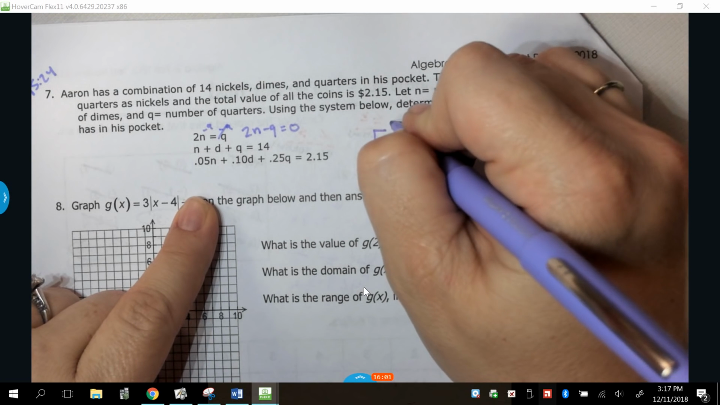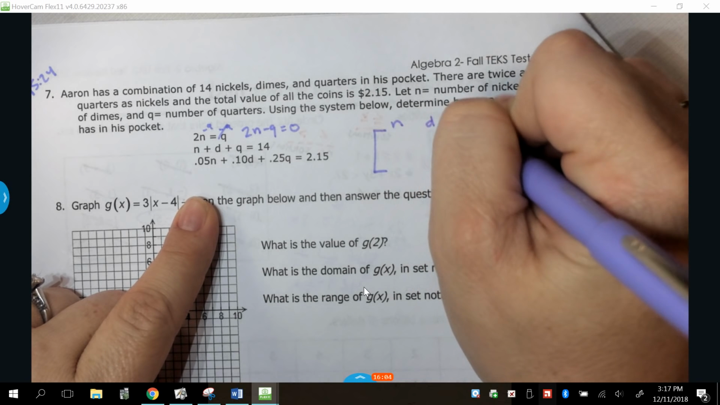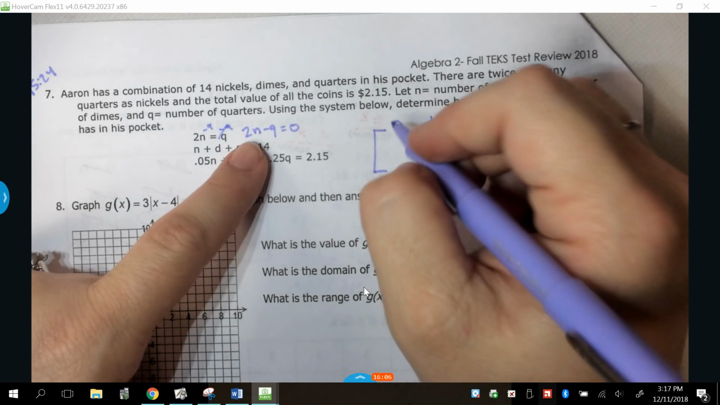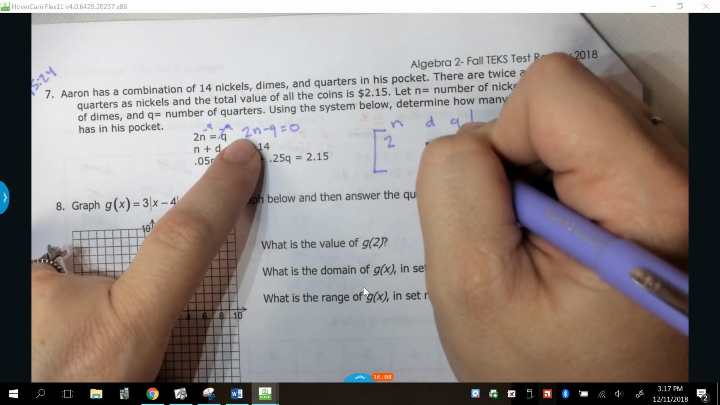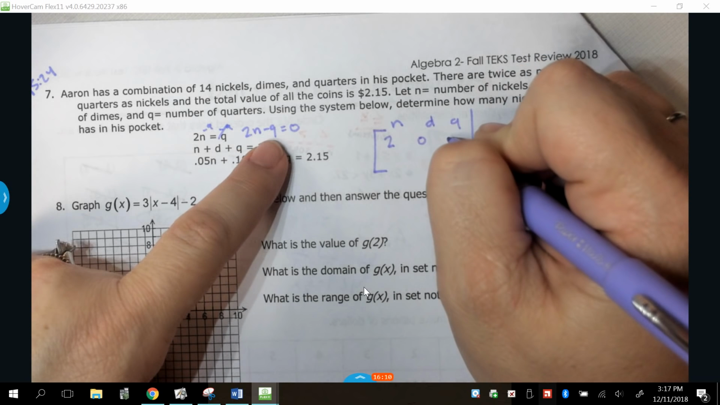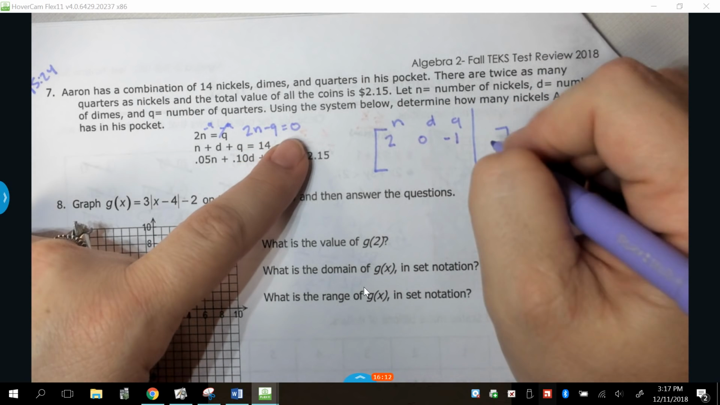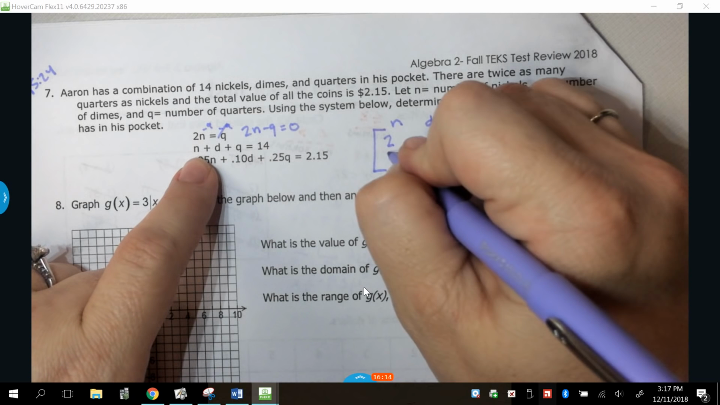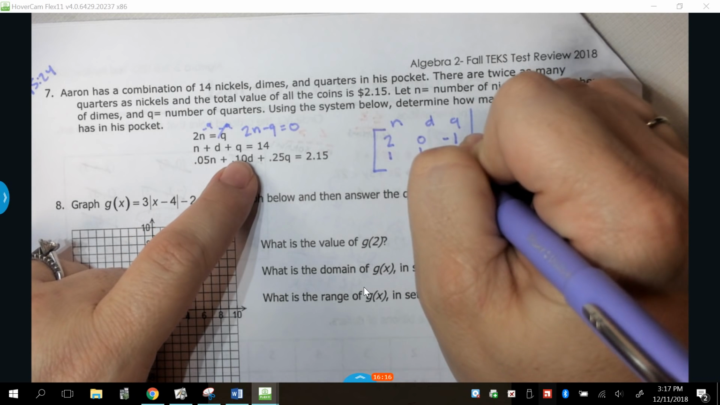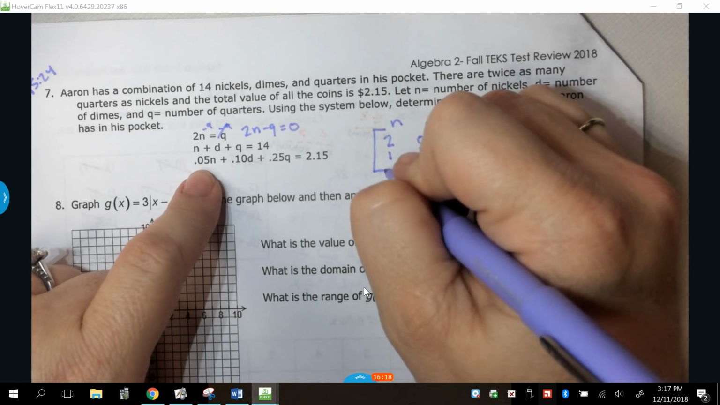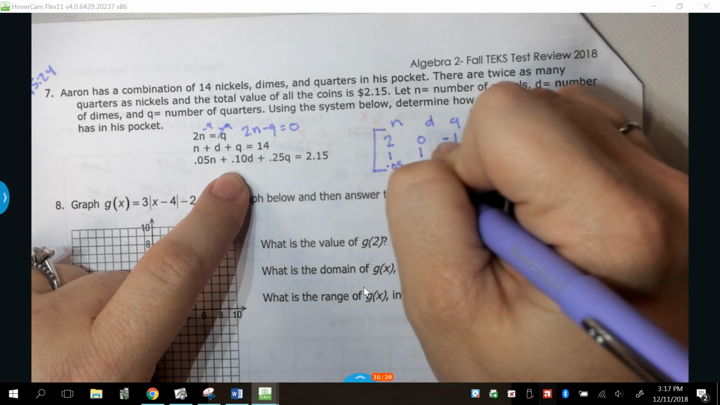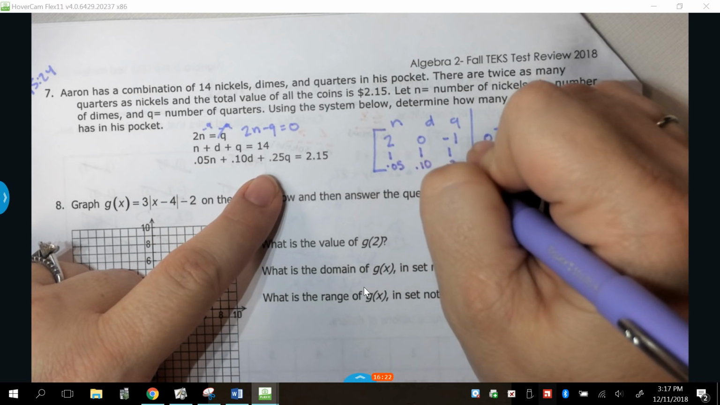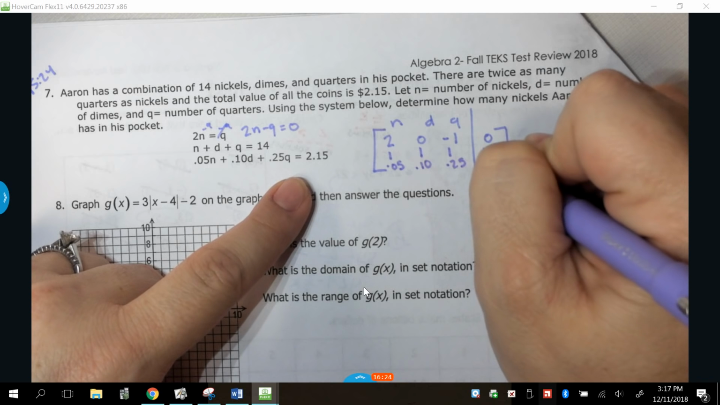Okay, so I'm going to do nickels, dimes, quarters, total. So 2 nickels, there's no D, so it's 0 dimes, -1 quarters equals 0. 1 nickel, 1 dime, 1 quarter is 14. 0.05 nickel, 0.10 dime, 0.25 quarter is 215.